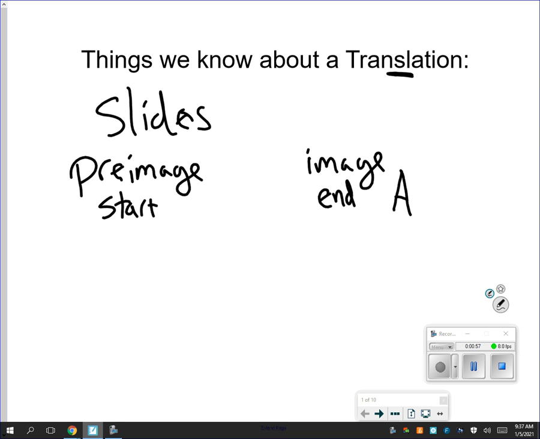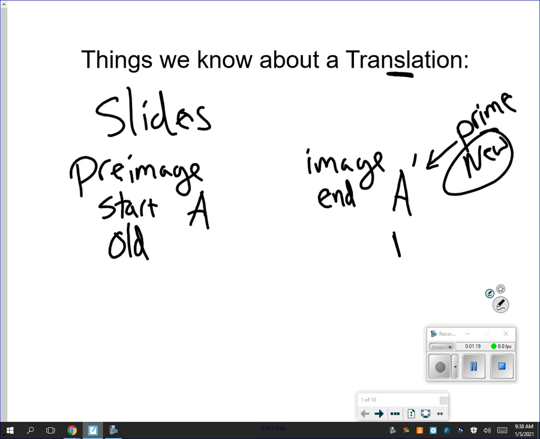So if I started with point A over here in the pre-image, and I ended up with A after I moved it, we'll have this little thing. This is your prime. The prime is an indication that that's the new one. So the pre-image, your start, is the old one, and the prime one is your new one. Watch out for pre-image and starting, that's the old one. Look for the letter that doesn't have the prime, because that'll be an indication that that's the old one.